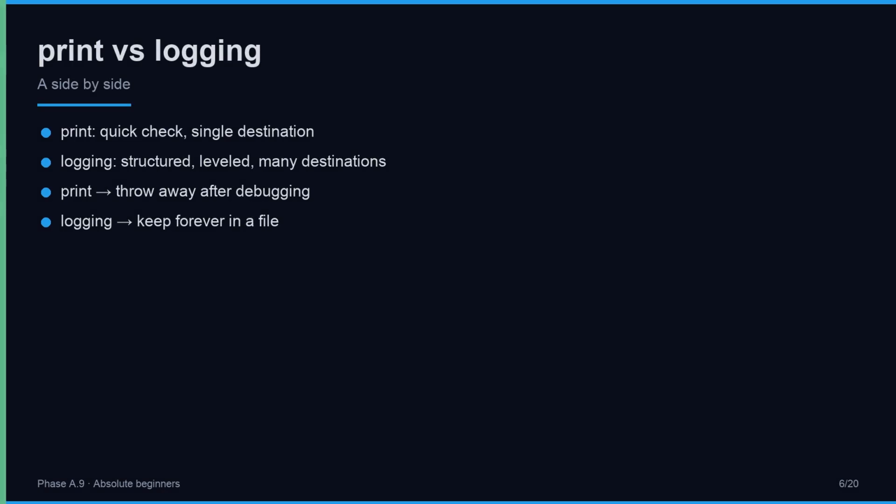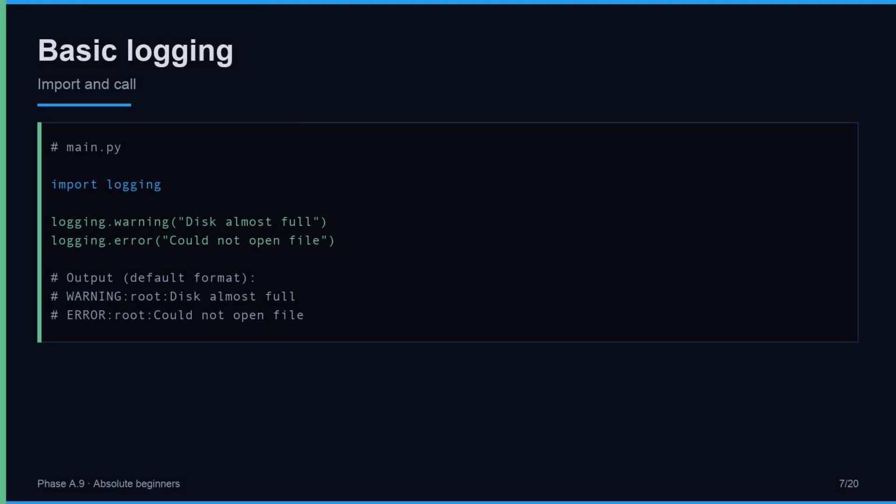Print is for a quick check while you are debugging. You write print, run, see the value, then delete the print. Logging is for messages you want to keep. You write logger.info, run, and the message goes to a file that stays around. When something breaks in production, you read the log file and see what happened. Print disappears when the program ends. Logging persists. A side-by-side.